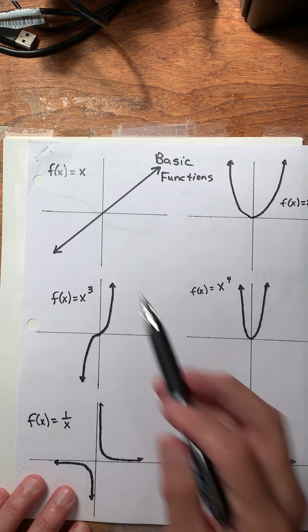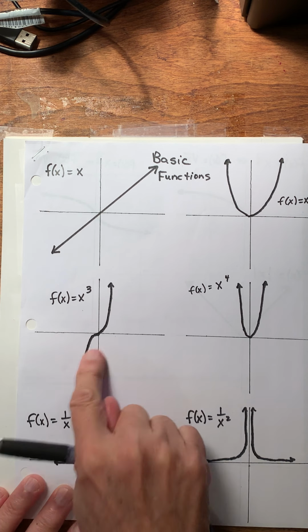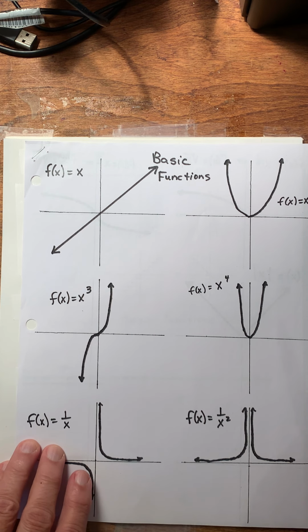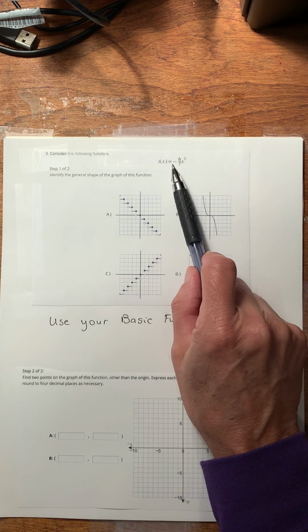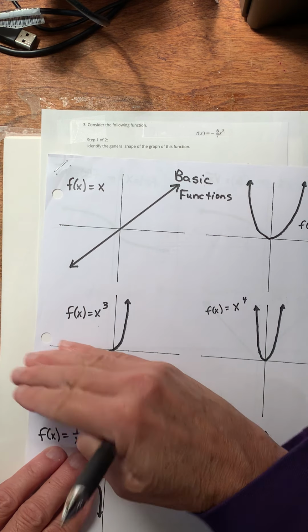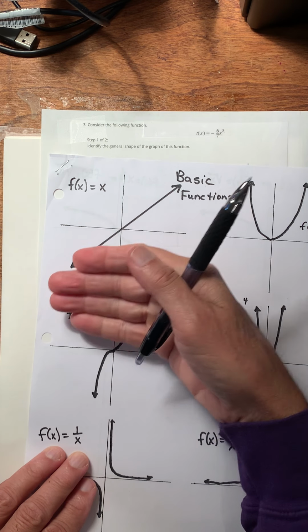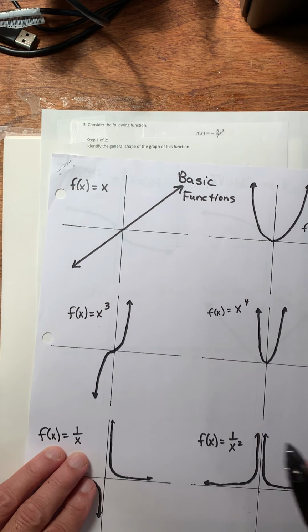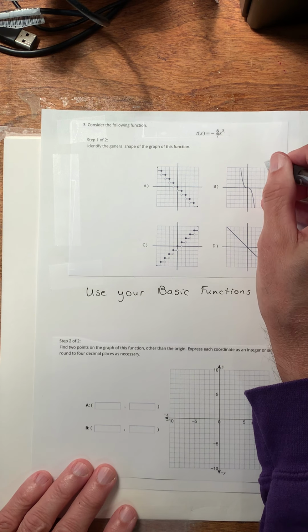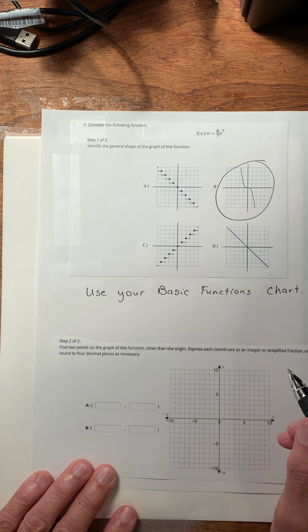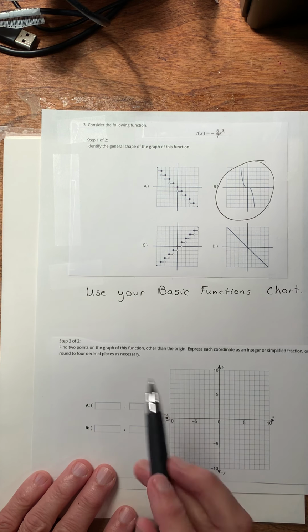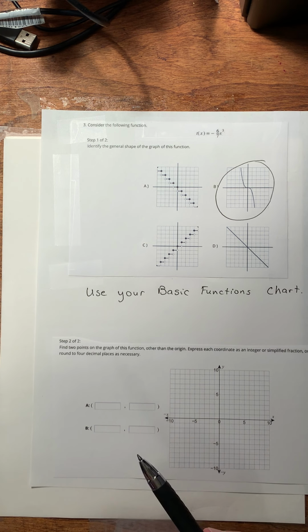So what does x to the 3rd look like? There it is. So it basically looks like this. I have to keep one thing in mind, though. I have a negative number in front of that x to the 3rd. So what that's going to do is flip everything over the x-axis. So this will be down here, that'll be up there, and it'll look, oh my goodness, just like this guy right here. So that wasn't too hard. Identify the general shape of the curve. You're going to use your basic functions chart on that.